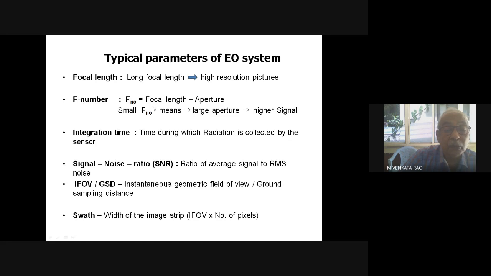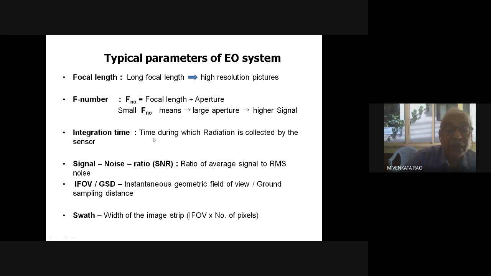The F number, you know F number in all the cameras, normal cameras, you will have an F number. F number is nothing but the ratio of focal length to the aperture of the camera inside. So a small F number means a large aperture, so you get higher signal, more light will go inside the camera. So you operate at F numbers depending on the camera design.